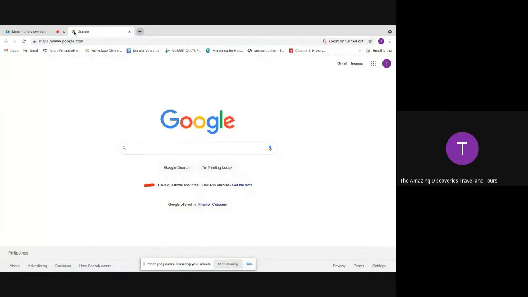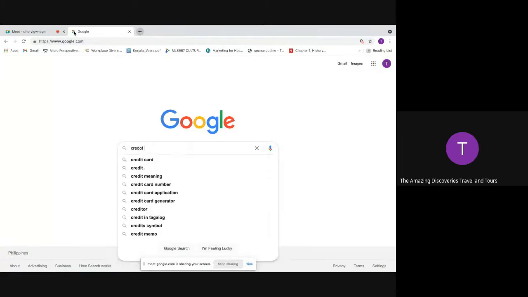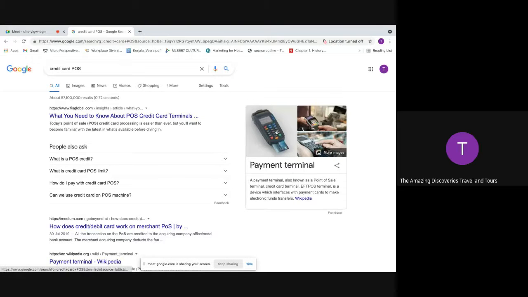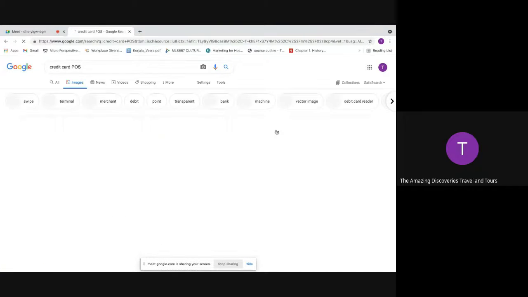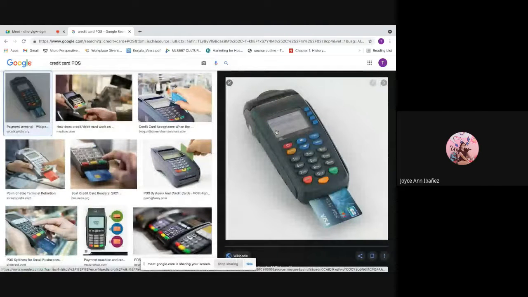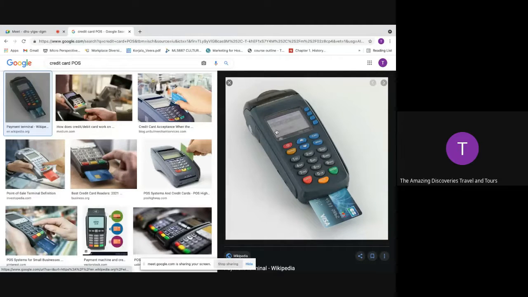Credit card POS? This one. Kita niyo na ni? Yes, sir. Yes. As of currently, damo na sang nagagamit sang credit card. That is why we have this what we call the POS. So, point of sale terminal ini siya.